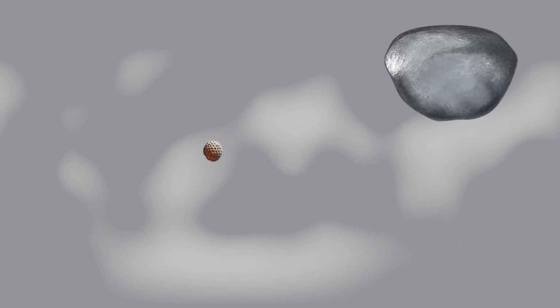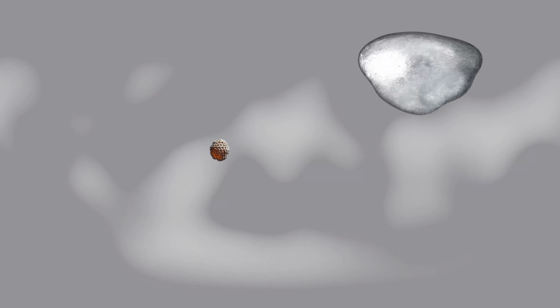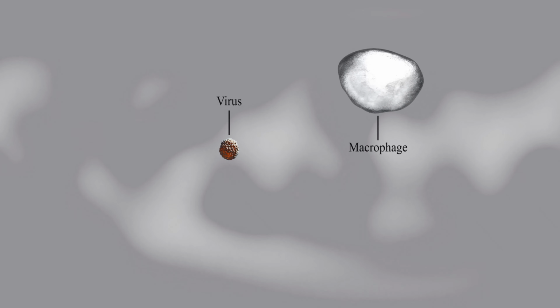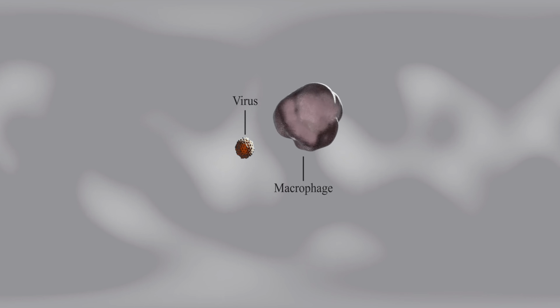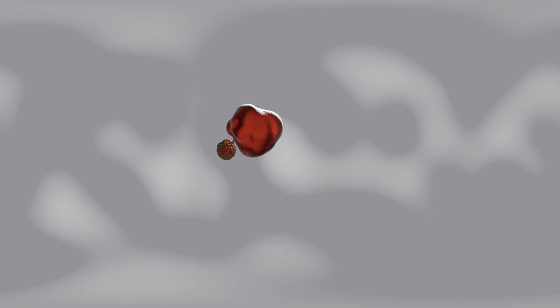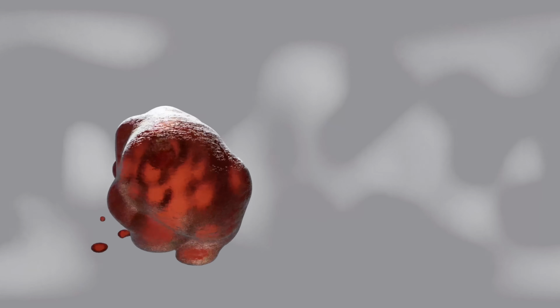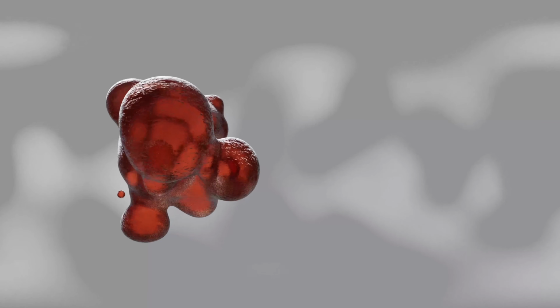Viruses enter the body and may encounter an immune system's first line of defense, the macrophage. If the virus is engulfed by the macrophage, it may get destroyed, and bits and pieces of the virus may be used by the macrophage to activate the immune system. It takes time to develop a new specific immune response against a new pathogen when the immune system encounters it for the first time.